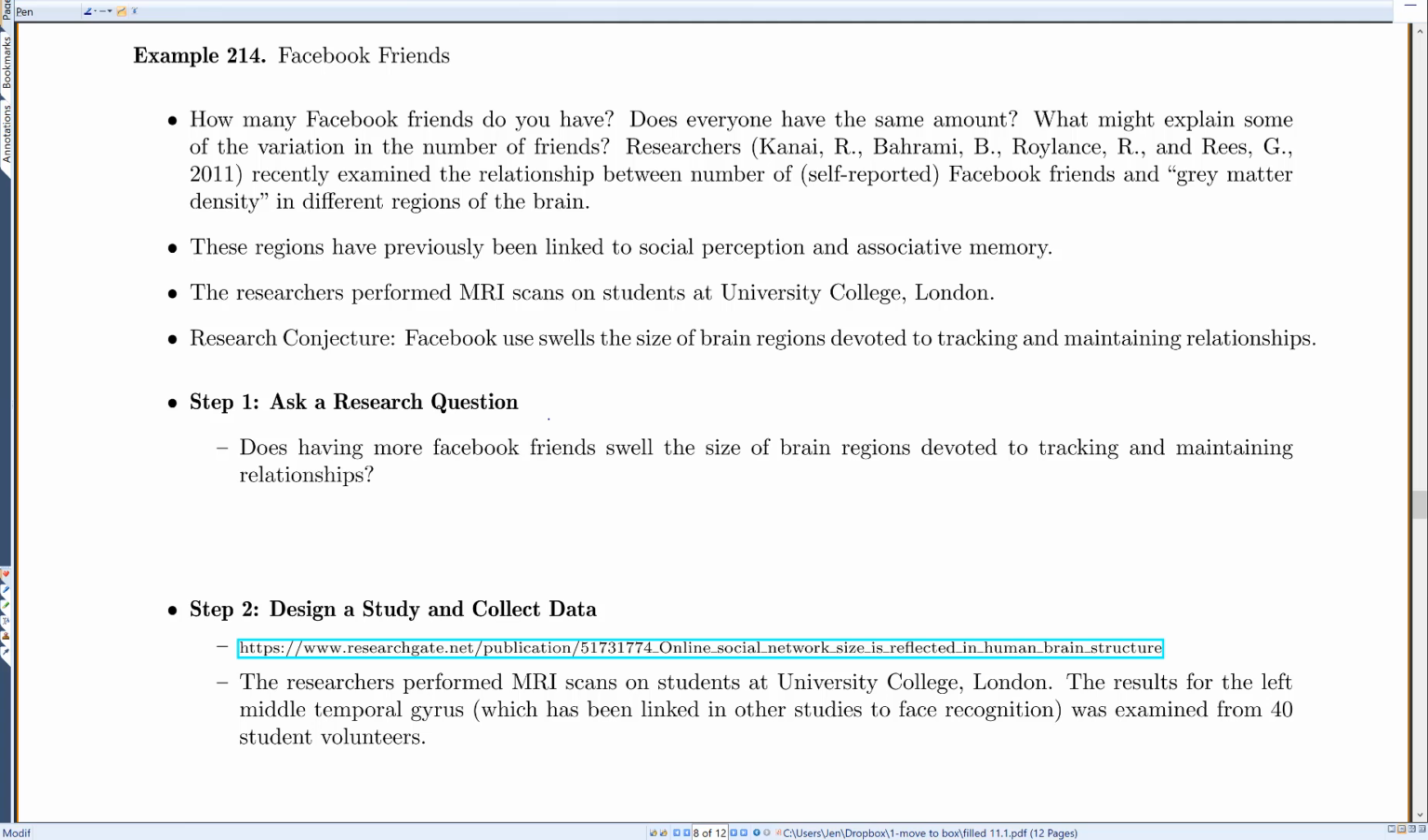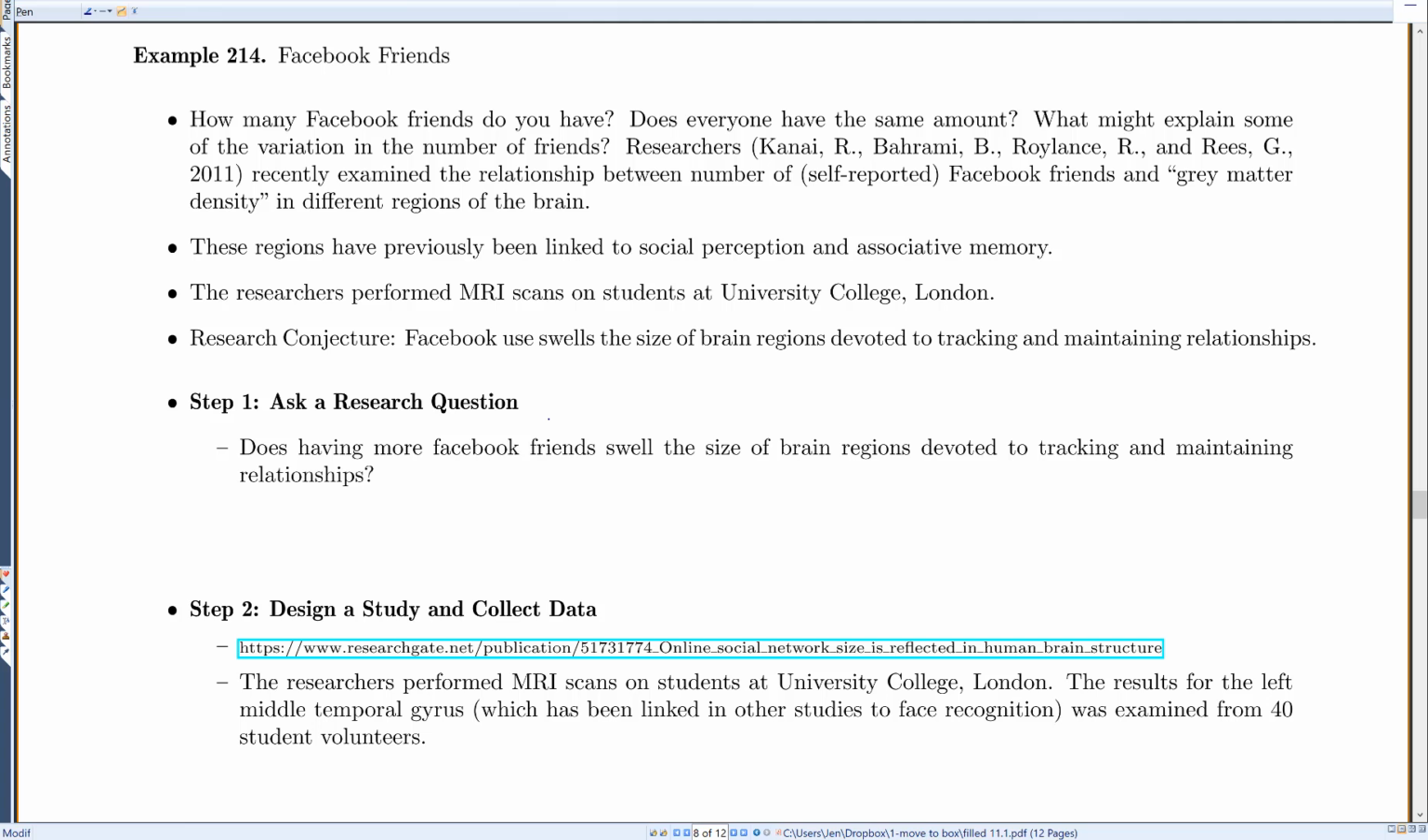Okay, and so these researchers examined the relationship between the number, and it was just self-reported, of Facebook friends and gray matter density in different regions of the brain. Some of these regions have been linked to social perception and associative memory. And the researchers performed MRI scans on students at University College London. Their research conjecture is, does Facebook use swell the size of brain regions devoted to tracking and maintaining relationships? Let's go through our 6-step process, or as many steps as we know how to do today.